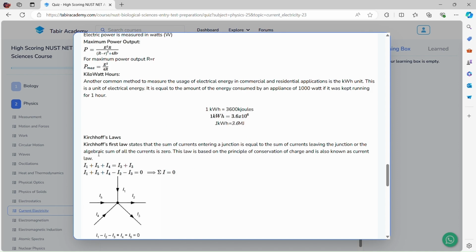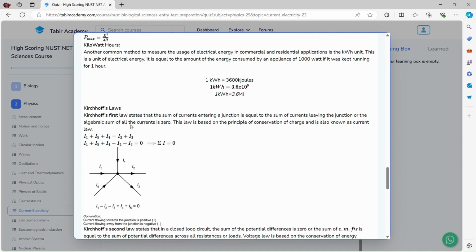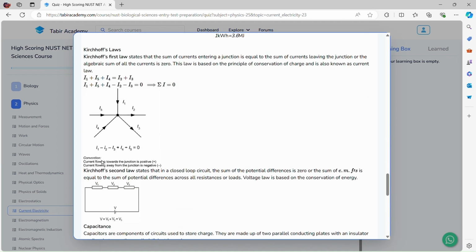Kirchhoff's laws. Kirchhoff's first law states that the sum of currents entering a junction is equal to the sum of currents leaving the junction, or the algebraic sum of all the currents is 0. This law is based on the principle of conservation of charge, and it's also known as the current law. Here you can see I1 plus I5 plus I4 equals I2 plus I3. And if you add these all, the sum is 0. Summation I equals 0.